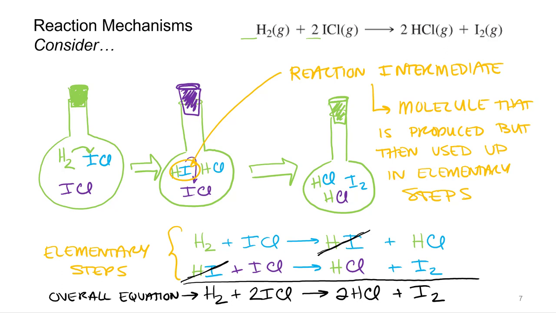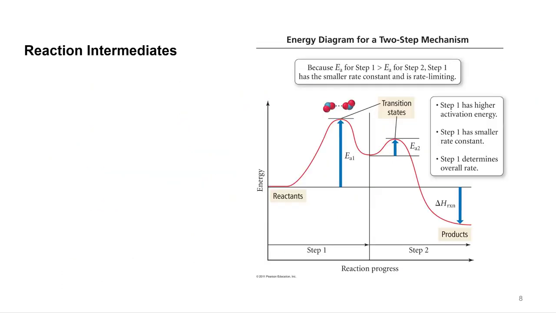Now, I don't really expect you to figure out a reaction mechanism. That's for organic chemistry. Get excited, all right? But we do need to know that elementary steps exist, and what reaction intermediates are. If you have a reaction with two or more steps, you'll see multiple steps in the potential energy diagram. They look like those potential energy diagrams we drew yesterday, just sandwiched together.